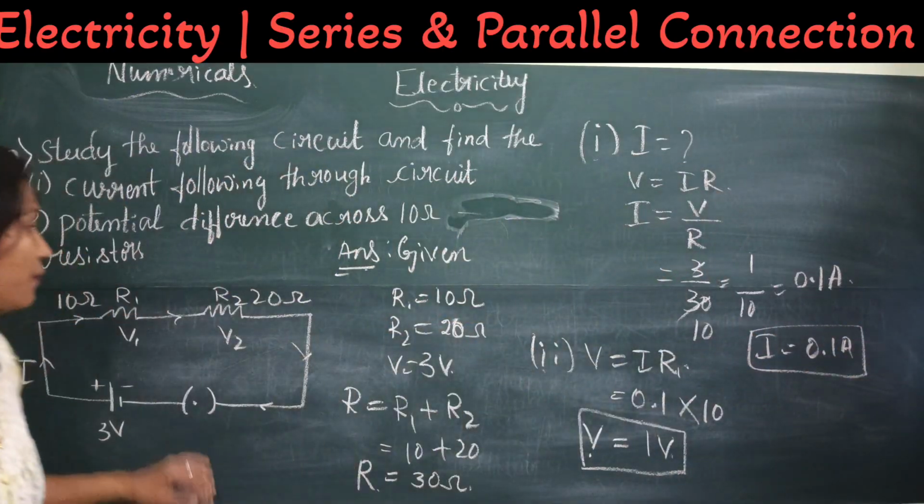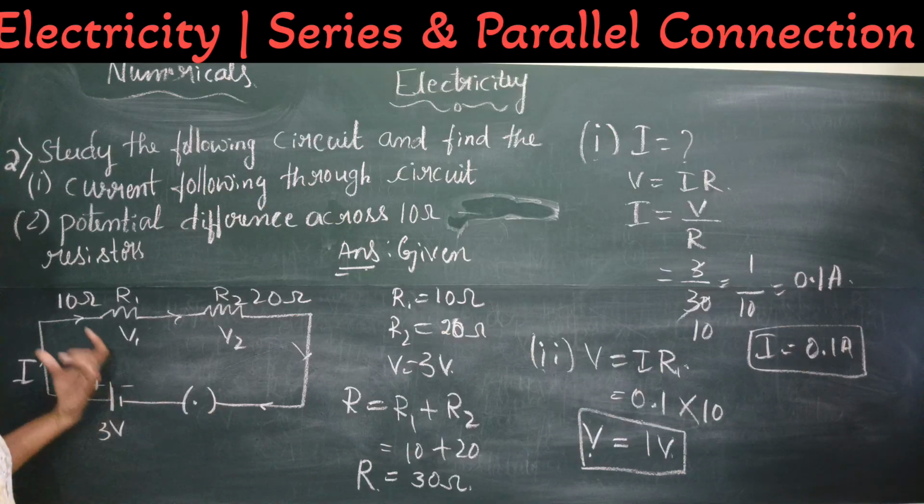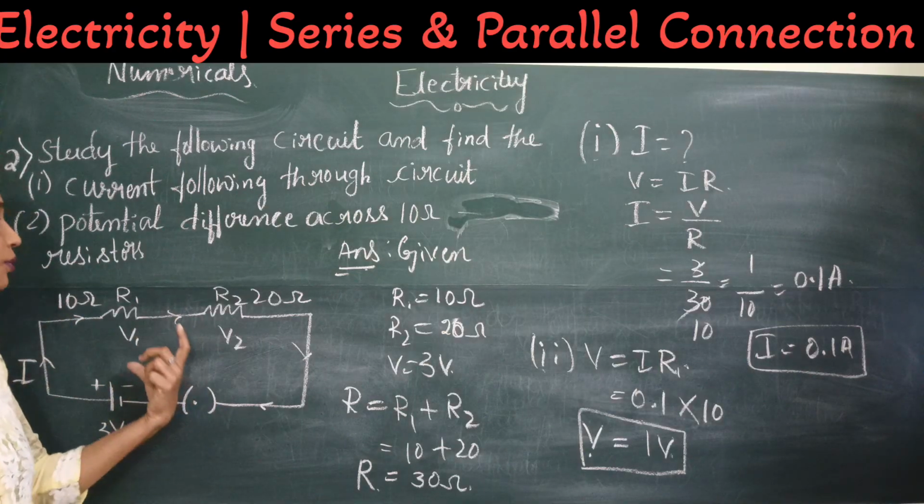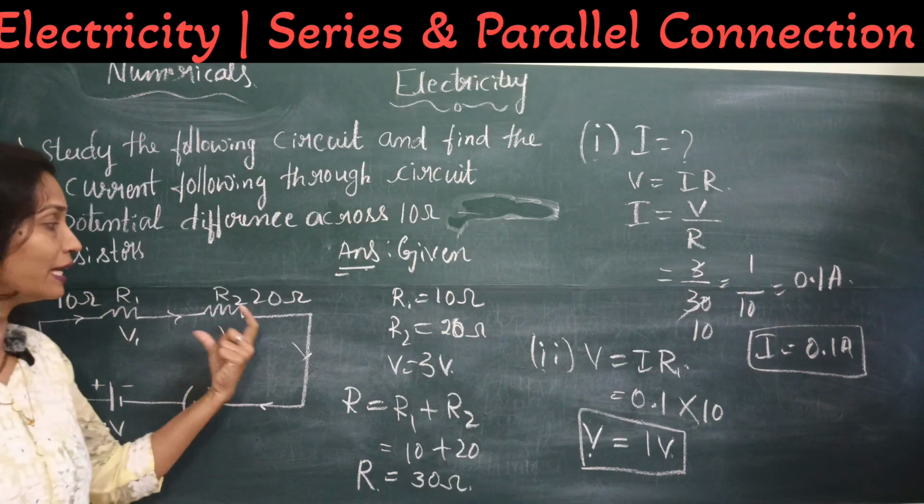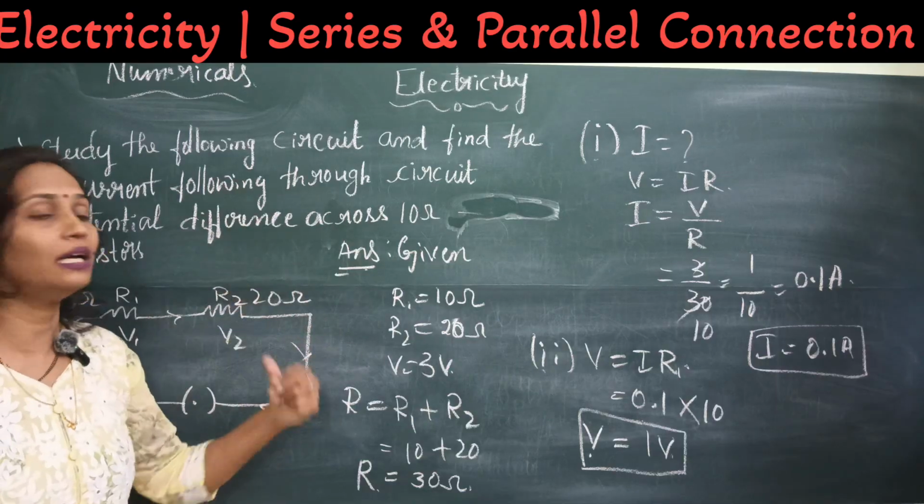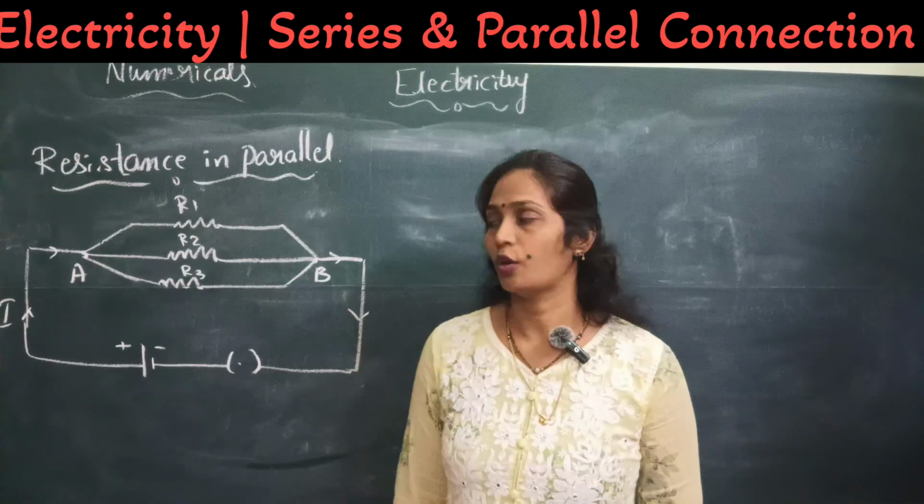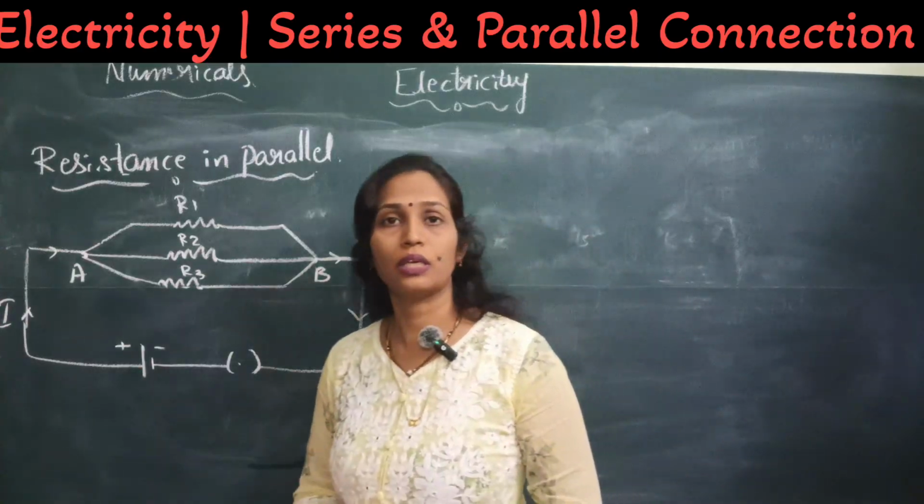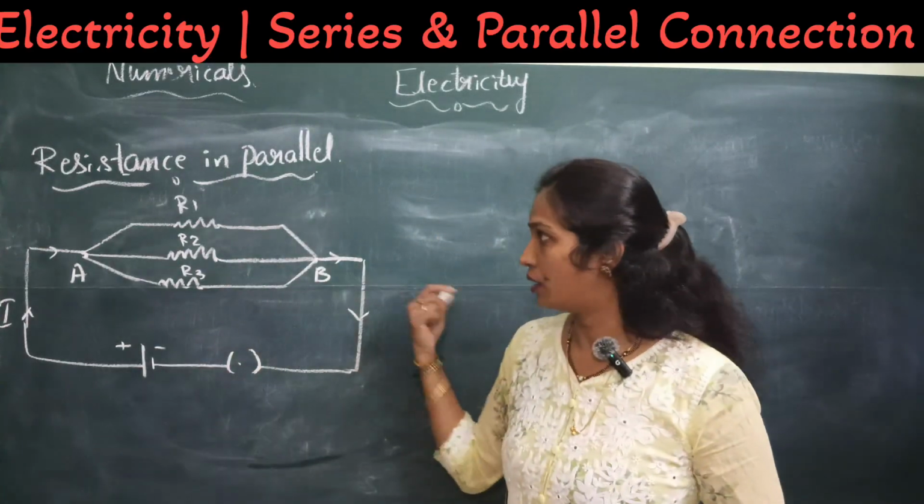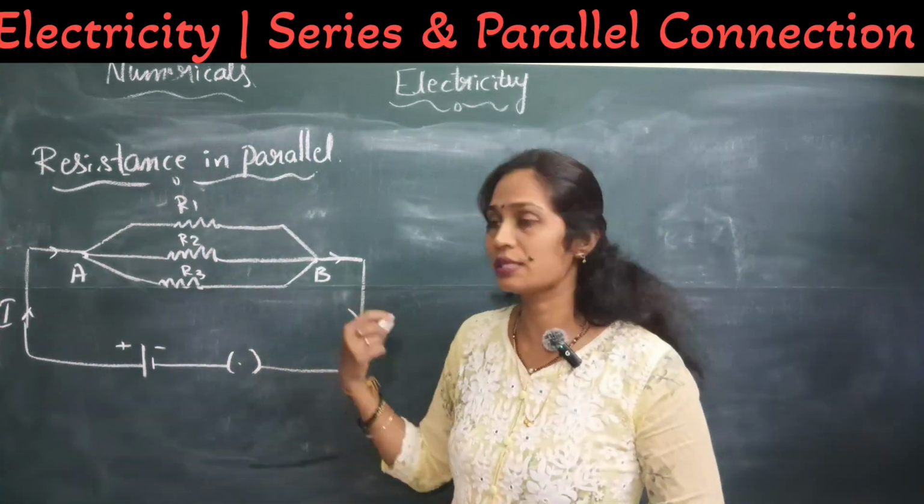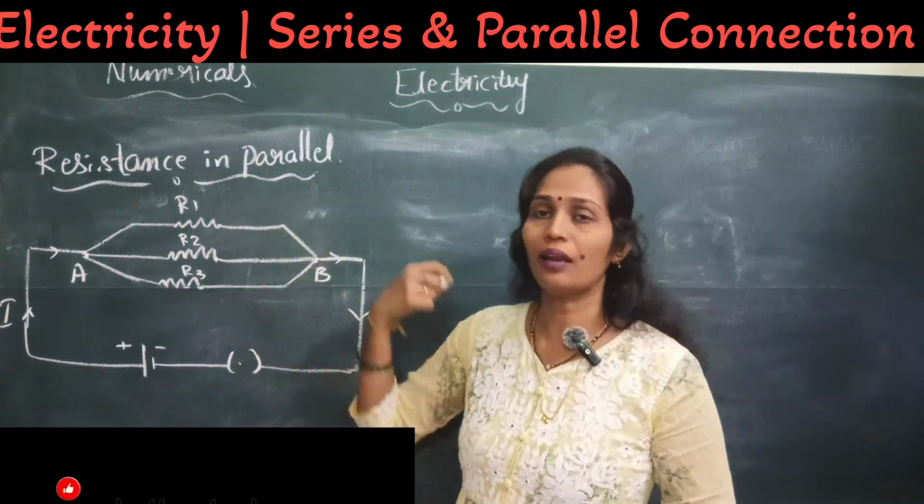Okay. If they have given a circuit, from that circuit we need to identify whatever the given part is in the given information. Okay, please write down. We finished how resistances are connected in series. Now resistance in parallel we'll see.